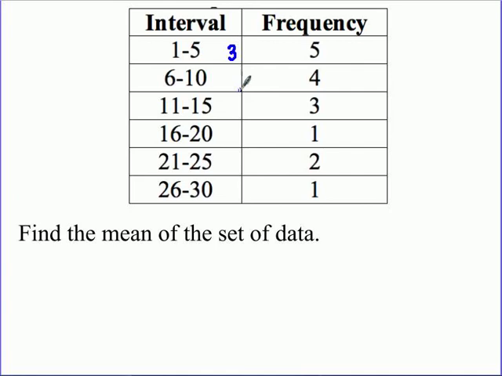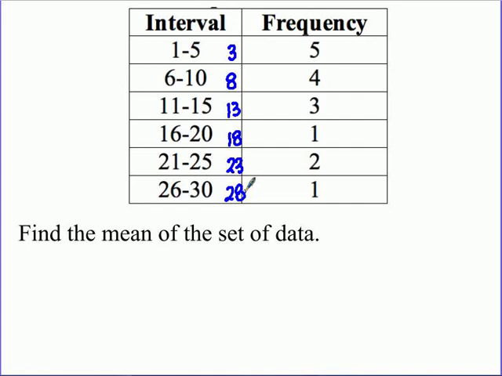3. What about 6 to 10? 8. 18. So those are the numbers you're going to use when you have an interval. You always pick that number in the middle. If you wonder how to get it, you take first plus last and divide by 2. So 1 plus 5 divided by 2 gives me 3.